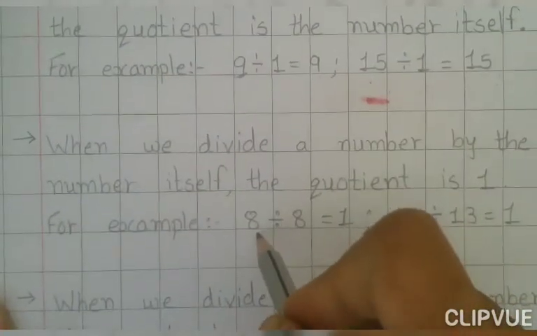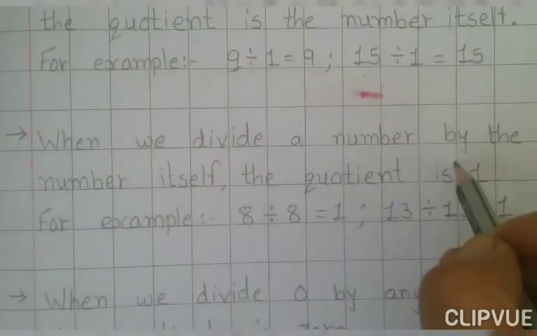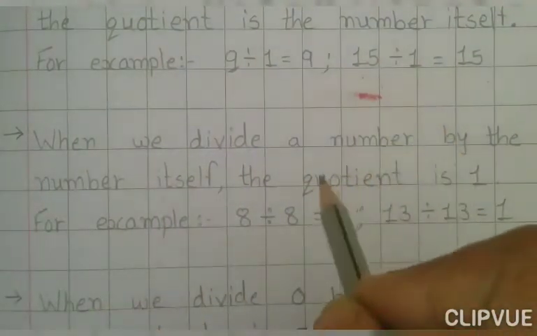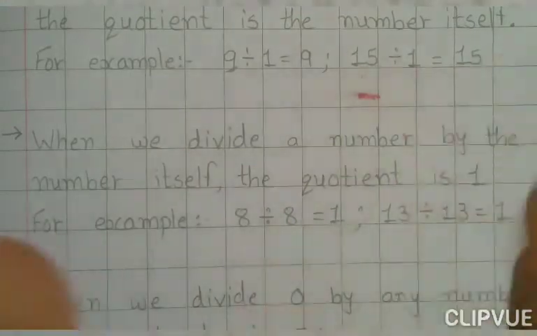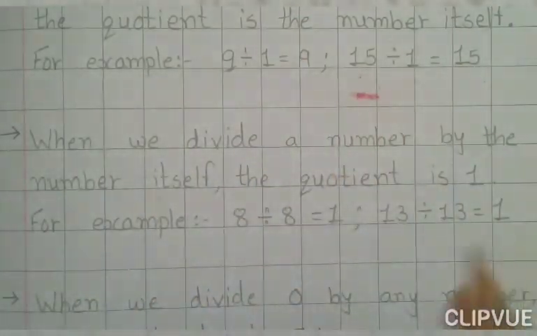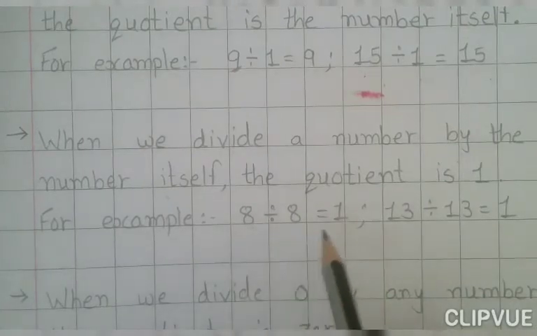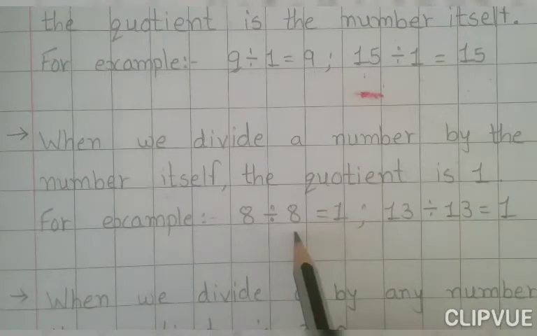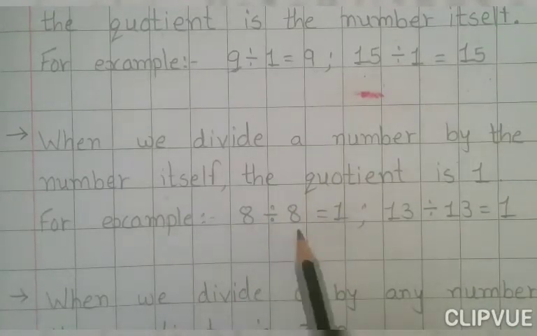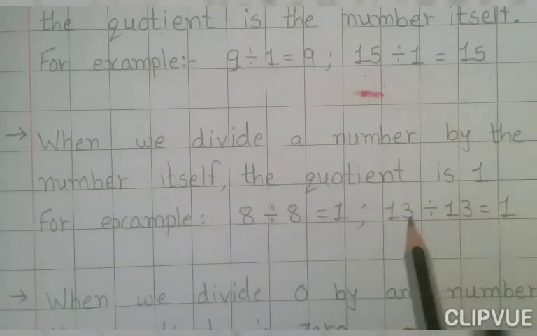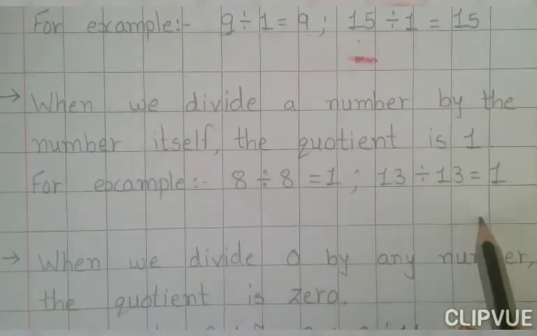Now the next property: when we divide a number by the number itself, the quotient is 1. Means जब हम नंबर को उसी नंबर से डिवाइड करते हैं तो हमें क्वोशंट ऑलवेज 1 मिलता है. मीन्स 8 डिवाइडेड बाय 8 इज इक्वल्स टू 1. हियर यू नो दैट इन द टेबल ऑफ 8 you get 8. Yes, 8 ones are 8, means 8 divided by 8 we get the quotient 1. In the same way, another example, 13 divided by 13 is equal to 1.